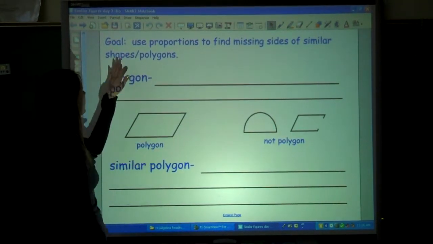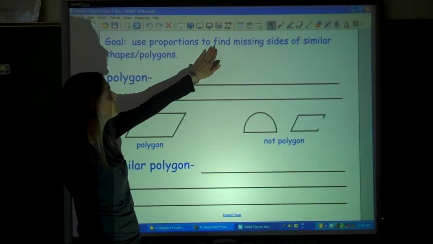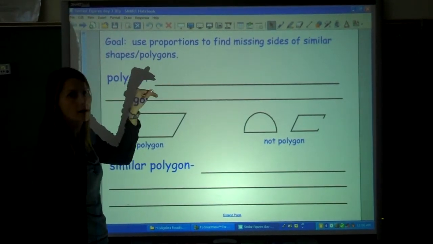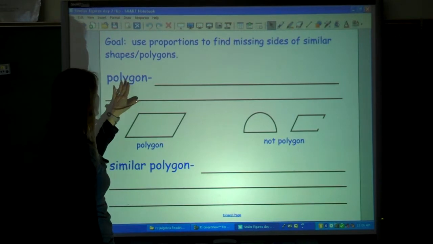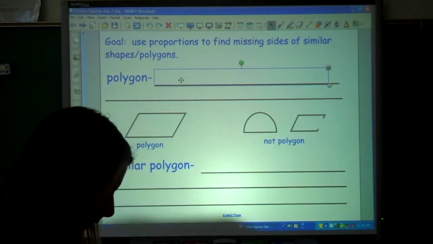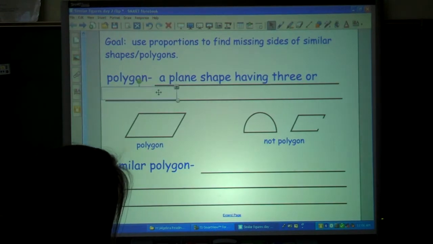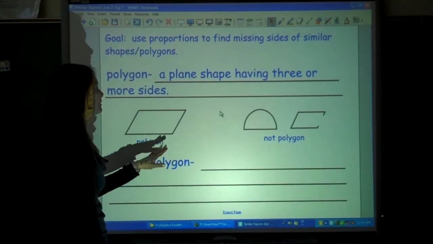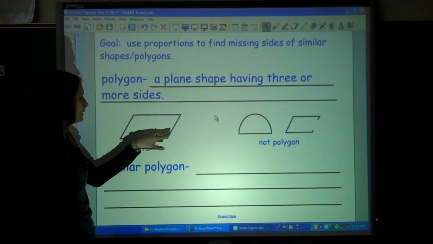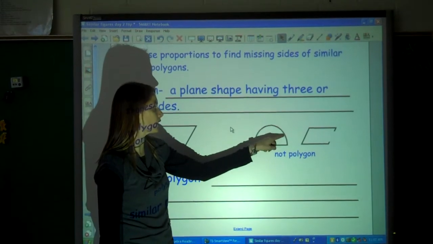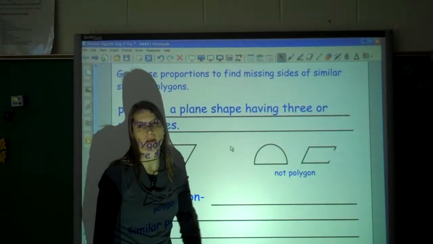Today we're going to talk about using proportions to find missing sides of similar shapes and polygons. I would like for you to copy down this definition of polygon. A polygon is a plane shape having 3 or more sides. This is a polygon. These two are not polygons because this one has an arc and this one has an opening.